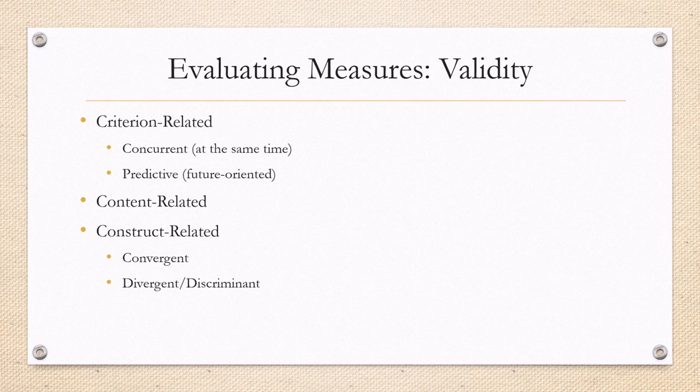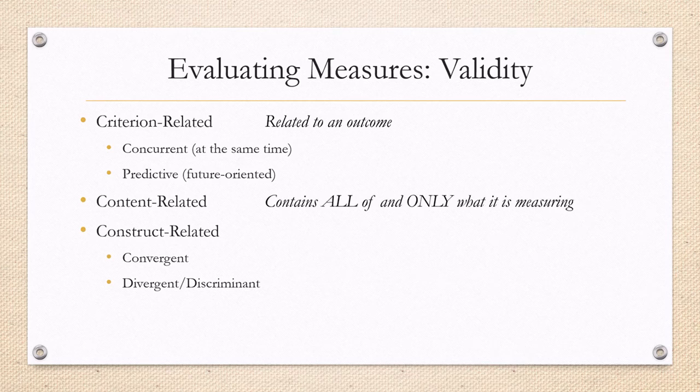So let's go over these types of validity. Criterion-related validity is related to an outcome that we're interested in. For example, a test we give applicants may be related to performance, and we want to show that it is related. Content-related validity is the extent to which the measure contains all of and only what it is intended to measure. And construct-related validity is asking whether the assessment is measuring what it is supposed to be measuring. As you can see, content and construct-related validities are very closely related.